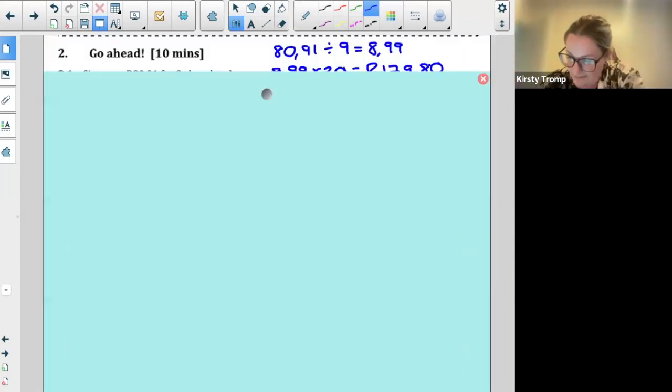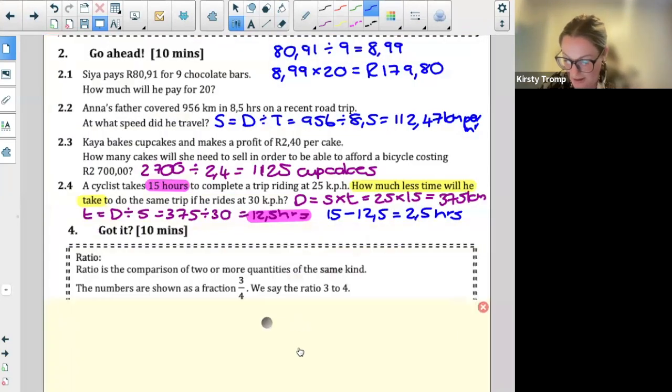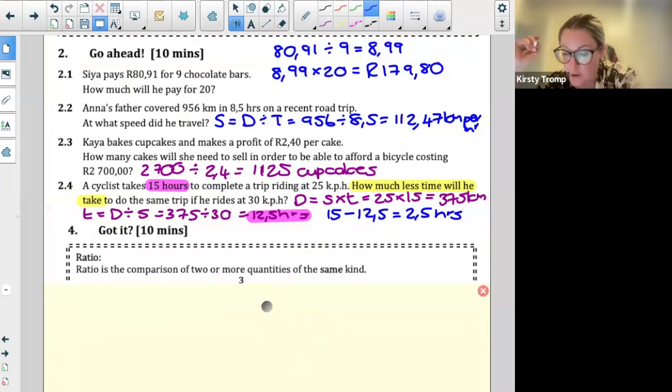Oh, dear. Ratio is the comparison of two or more quantities, and now it's going to be of the same kind. So this is the difference here. Rate was the comparison of two quantities of different kinds. Now we're doing ratio, and it's the same kind. So rate, different kinds; ratio, same kind.